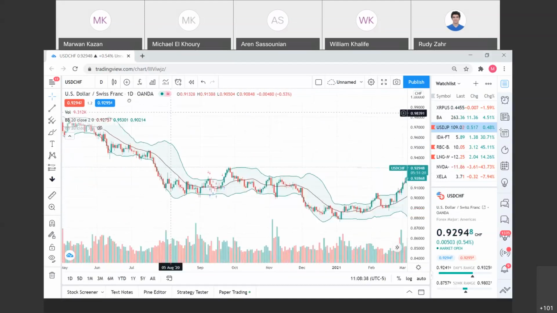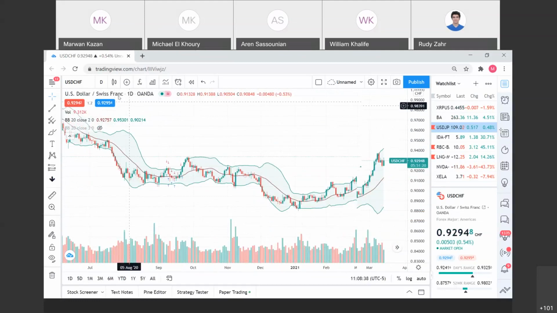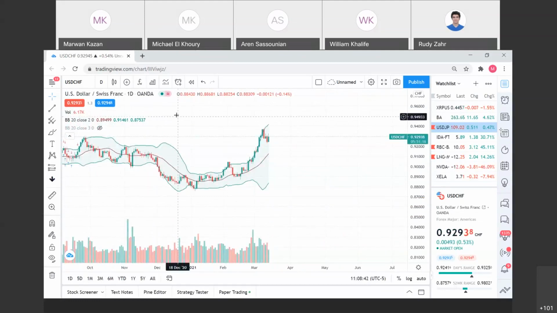But you understand the concept of Bollinger Bands, okay? Is there any question about it? Simply, you buy on the lower band, you short on the upper band, okay? It's very simple and easy. Any question till now?